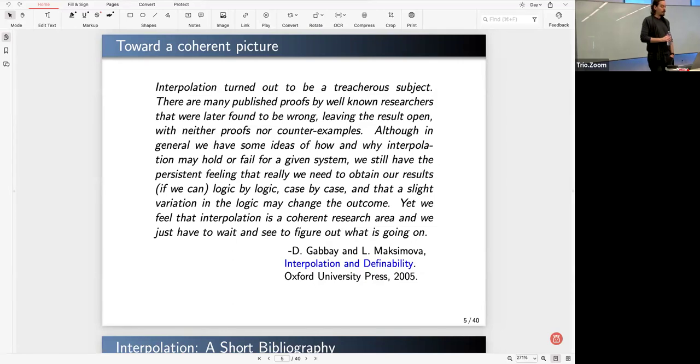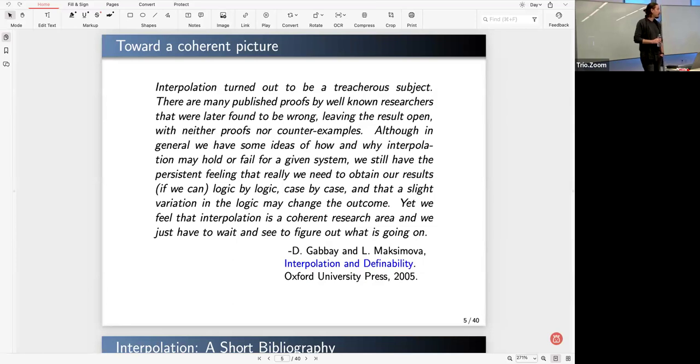"Although in general, we have some idea of how and why interpolation may hold or fail for a given system, we still have the persistent feeling that really we need to obtain our results, if we can, logic by logic, case by case, and that a slight variation in the logic may change the outcome. Yet we feel that interpolation is a coherent research area, and we just have to wait and see to figure out what is going on."